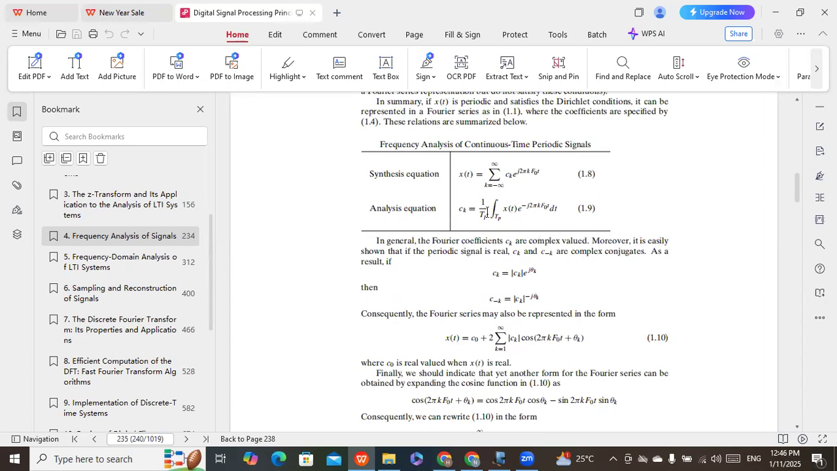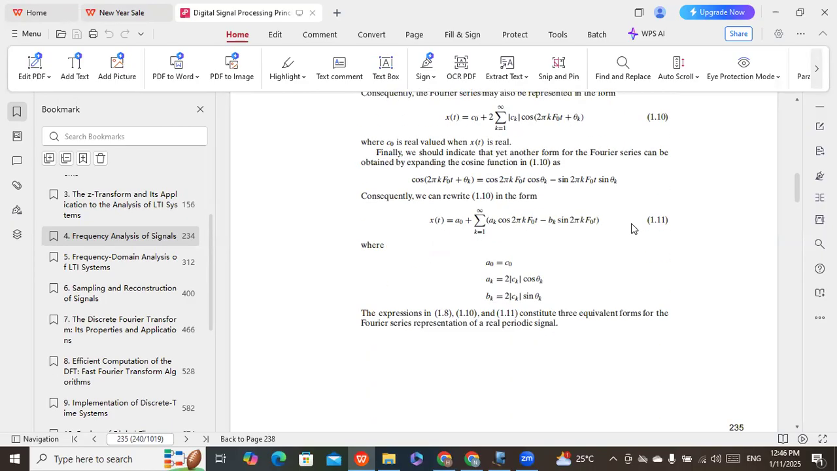Here, this is for the continuous time. I think I have written the equation correctly. Here it is plus, and here you can see it is minus. So this 2 pi f naught is omega naught. This omega naught is represented as 2 pi divided by T naught.